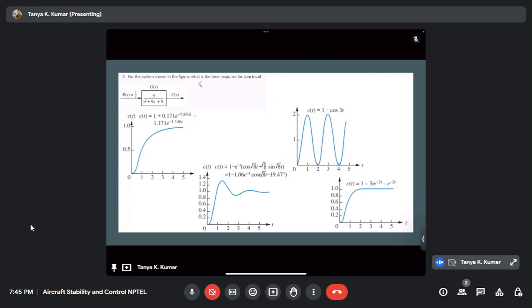So if eta is greater than 1, it is overdamped, right? If eta is less than 1, it's underdamped. And then you have critically damped, okay? So find out the eta in this case. Tell me what is the eta. Just tell me if it's greater than 1, less than 1, equal to 1.